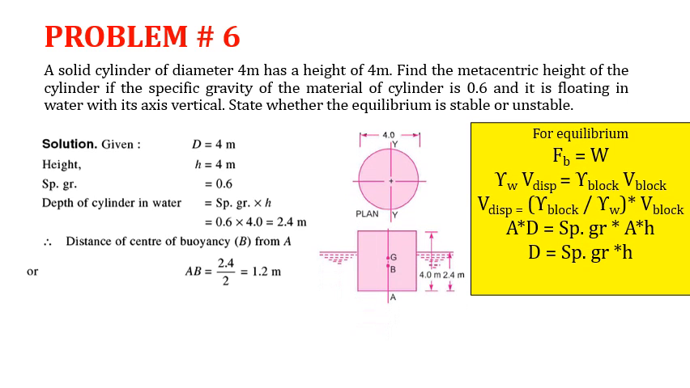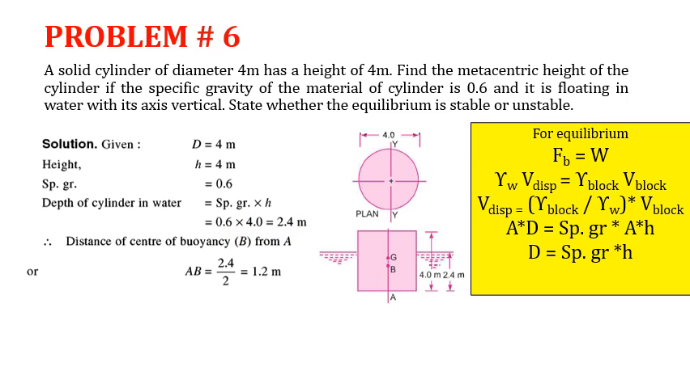So let's see the figure first. We have the cylinder. This is the front view. It is floating in water. So this is the water level, and its total height is 4 meter. And this is the top view or the plan. It has a diameter of 4 meter. So we can get the depth of cylinder in water, that is this draft, and this will be equal to specific gravity into the height, that is 0.6 into 4, which is 2.4 meter.